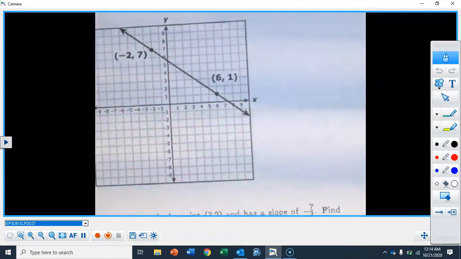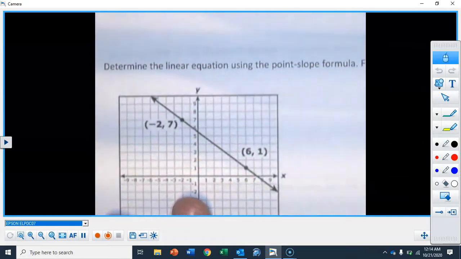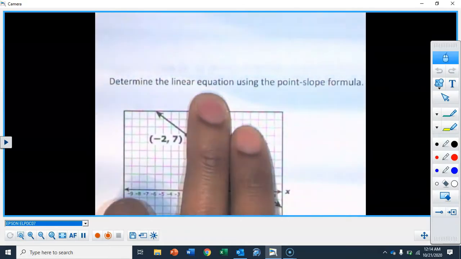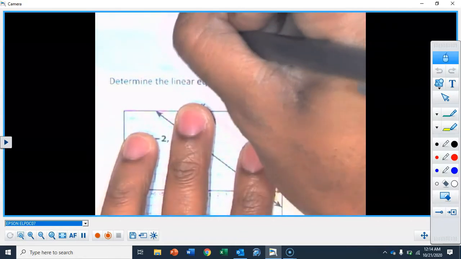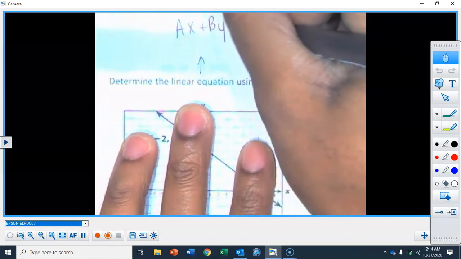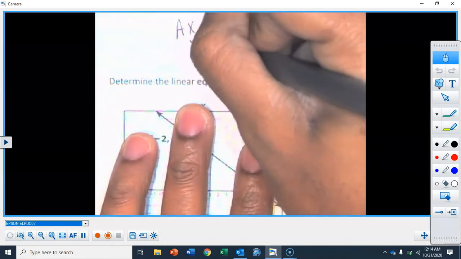Okay, I only have 3 more. All right, let's look at this one. Here's the question: Determine the linear equation. So anytime they say linear equation, they may say, I want it in standard form, this line. I want it in slope-intercept.